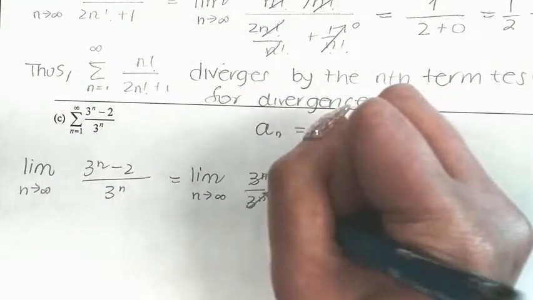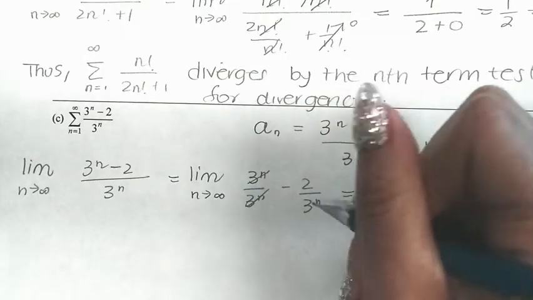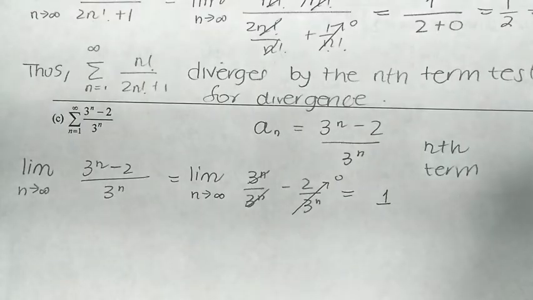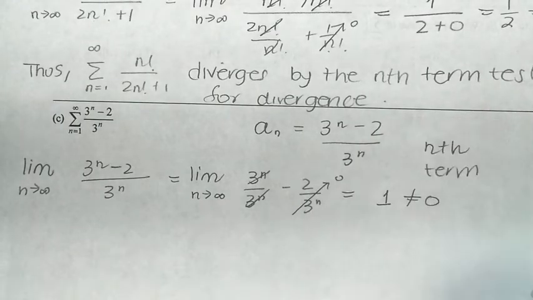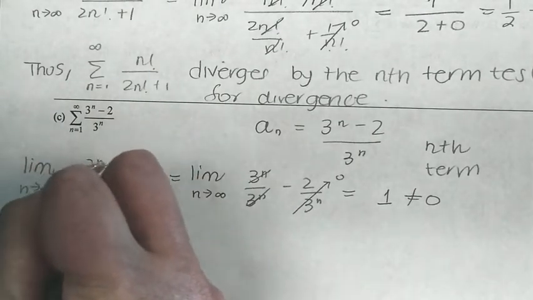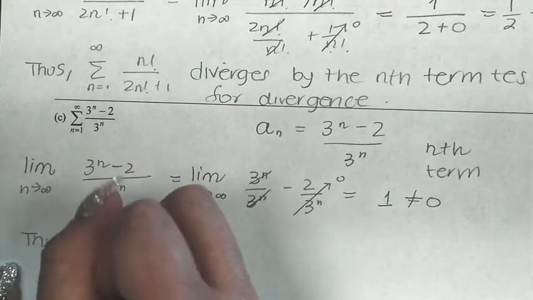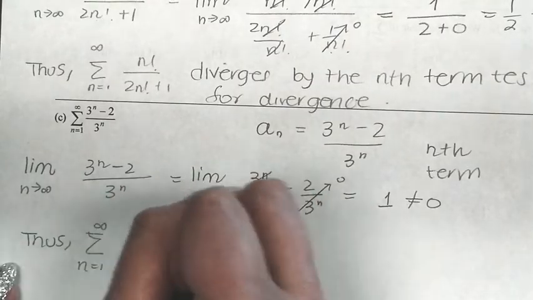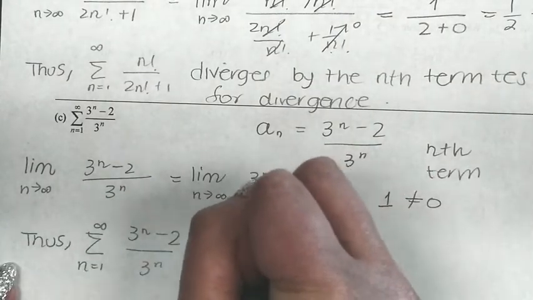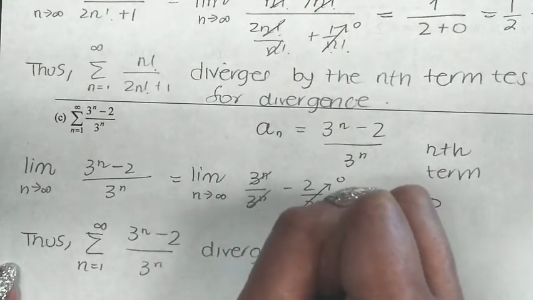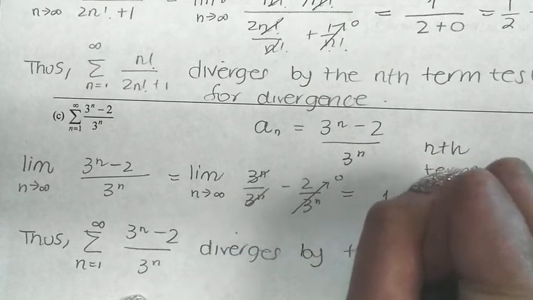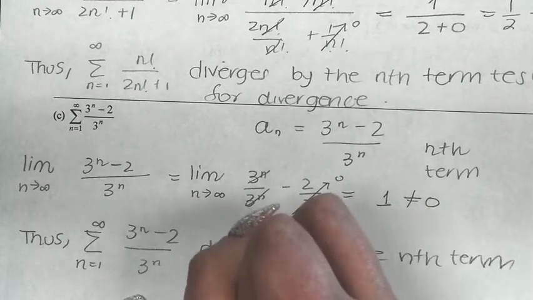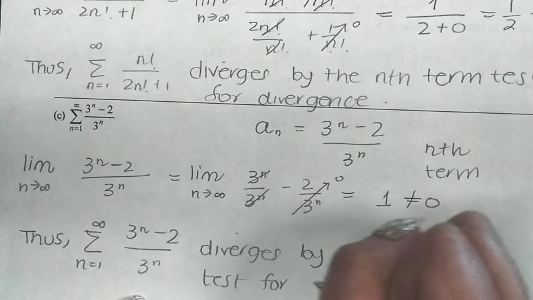So this is a 1. So you have that that's a 1. This goes to 0. So you have that this is 1. 1 is different than 0. So again, thus what's the business here? My series, this beautiful series that we have, diverges by the nth term test for divergence.